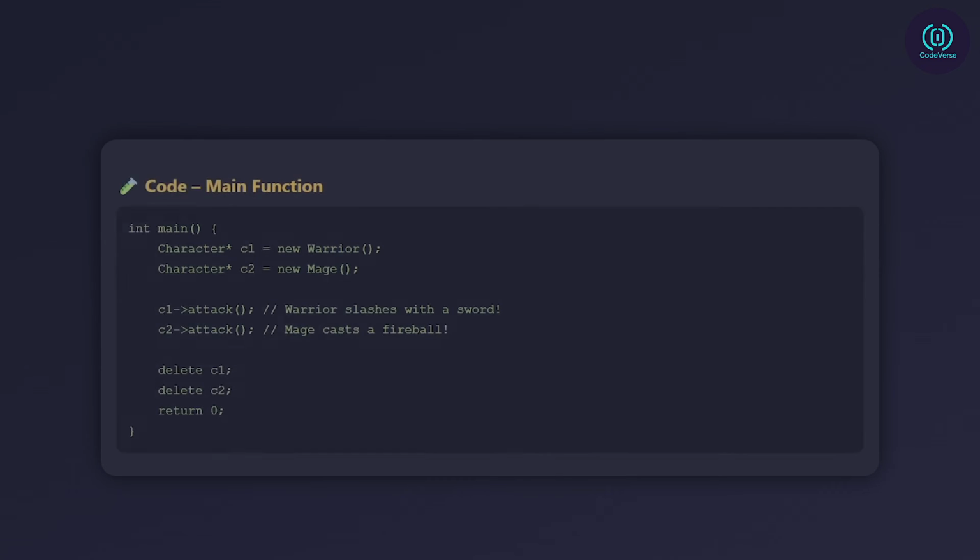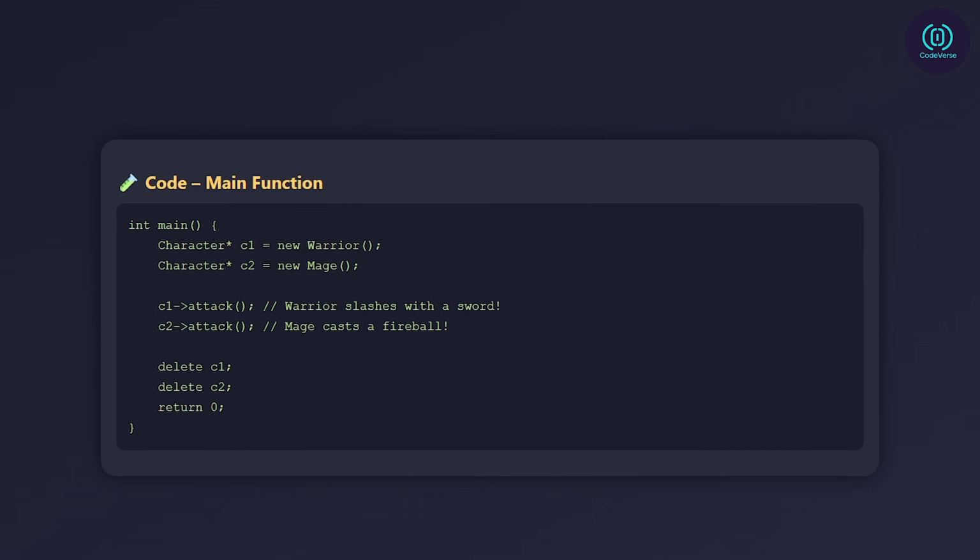endl. int main. Character* c1 equals new Warrior, Character* c2 equals new Mage. c1 arrow attack outputs, Warrior slashes with a sword. c2 arrow attack outputs, Mage casts a fireball. Delete c1, delete c2, return 0.